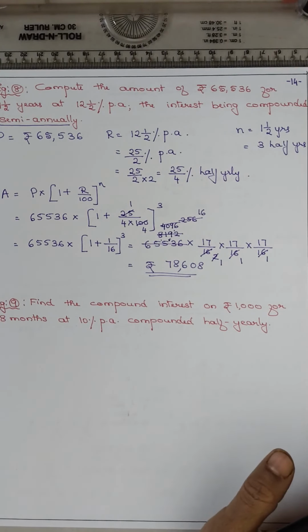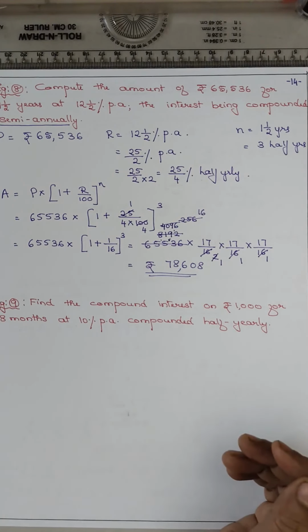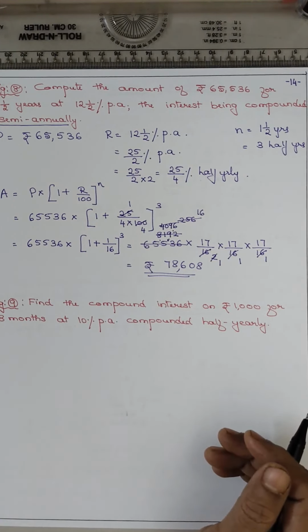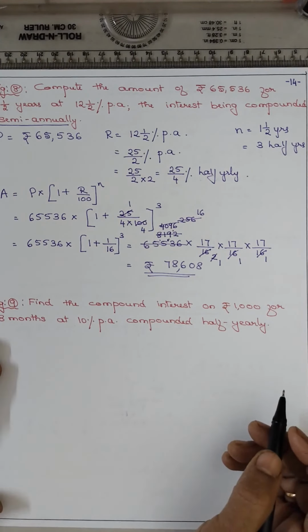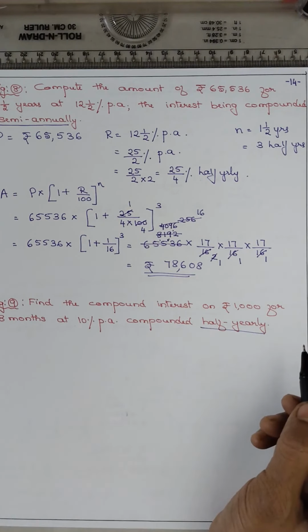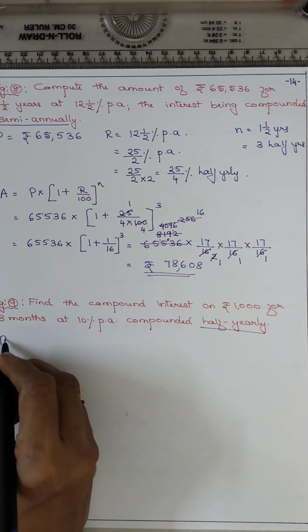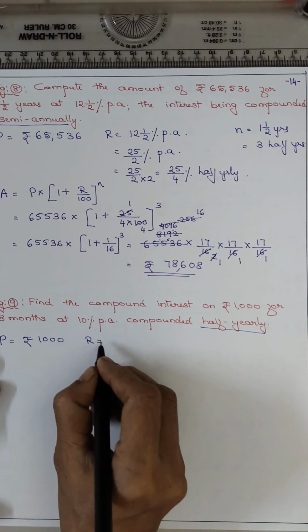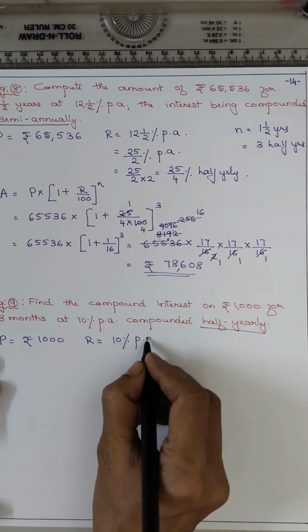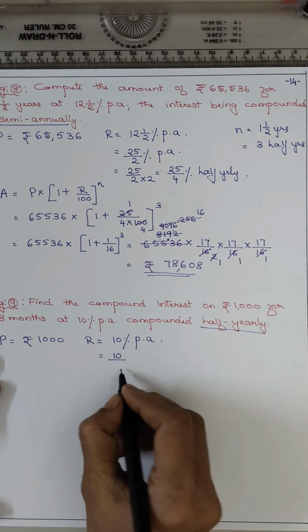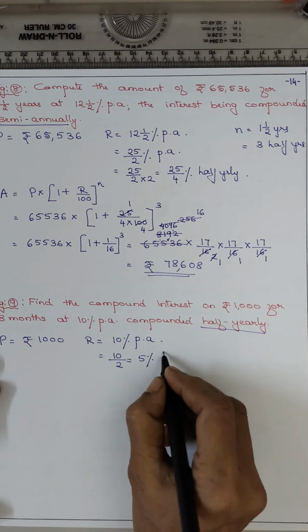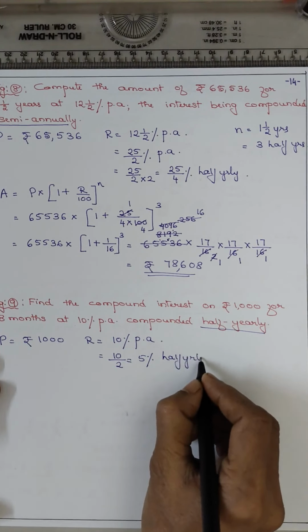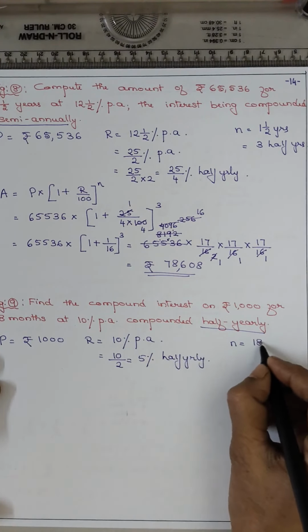Now coming to example 9. So amount you got, only amount they had asked. Find the compound interest on ₹1000 for 18 months compounded half yearly. Underline half yearly. P is equal to ₹1000 and R is equal to 10% per annum, half yearly. So divide by 2, 5% half yearly. N is equal to 18 months.